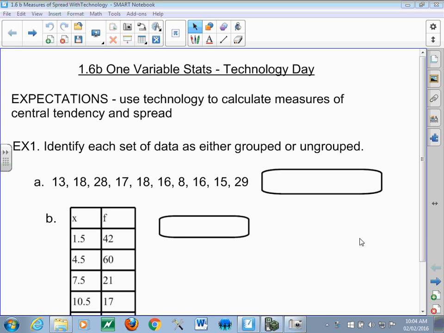Class, and welcome to lesson 1.6b. Today we're going to take a look at one variable statistics using technology.